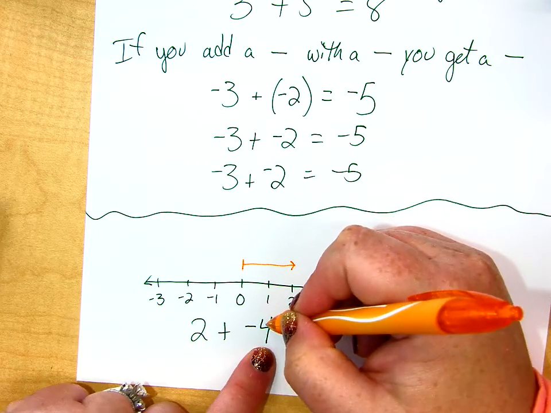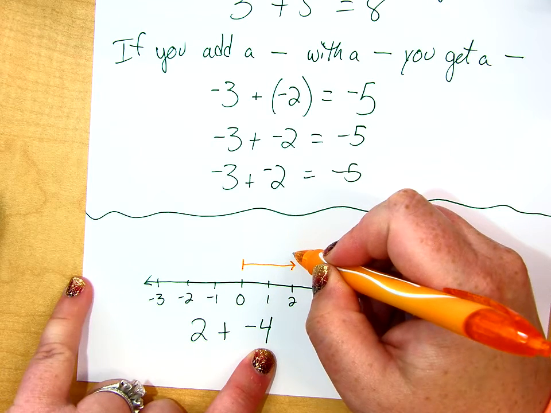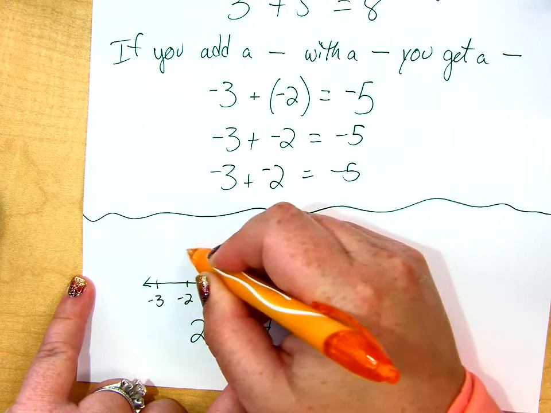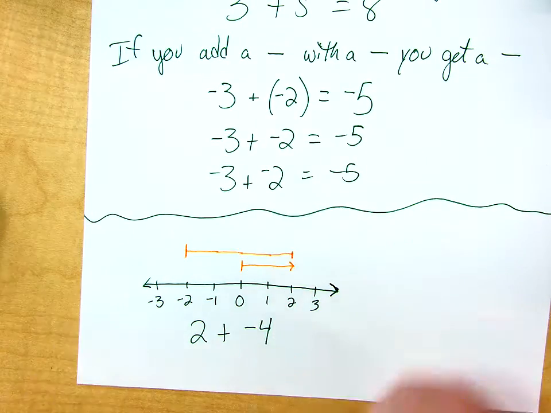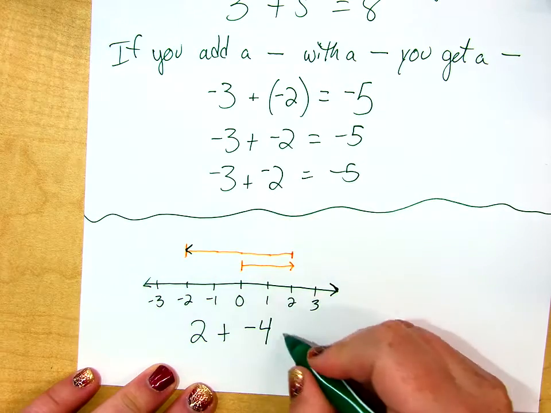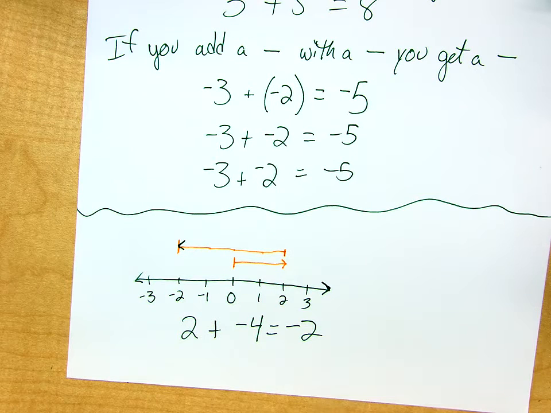And now I just need to add -4. So I'm here now, I need to go all the way back 4 spaces. 1, 2, 3, 4. So where do I end up? What's my answer? -2. So in this case, my answer is a negative.